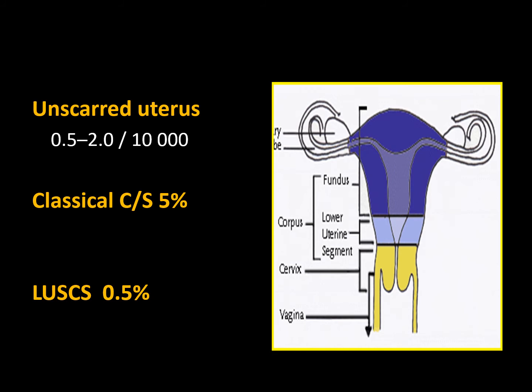A classical cesarean is where the incision is made in the upper segment, and the risk of ruptured uterus is definitely much higher compared to the lower uterine segment.